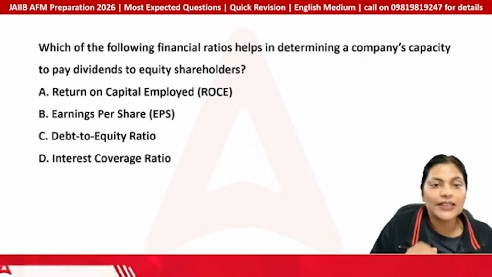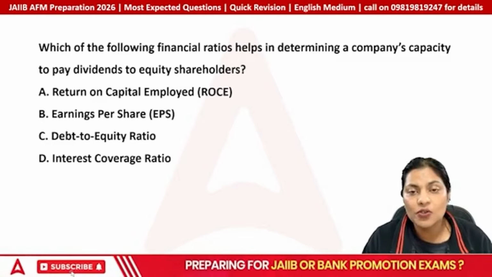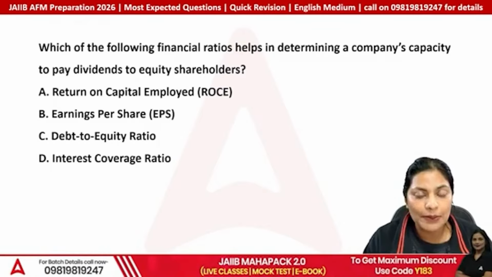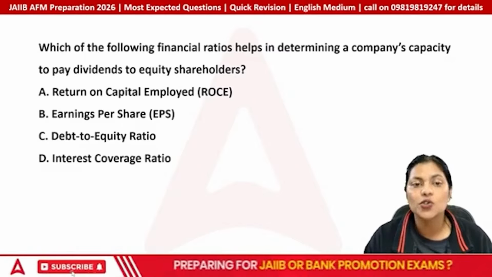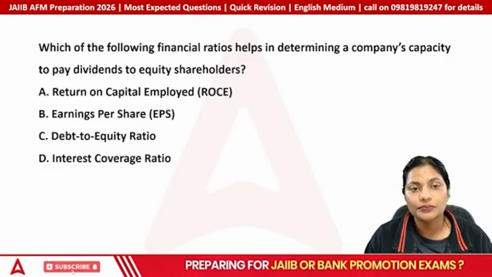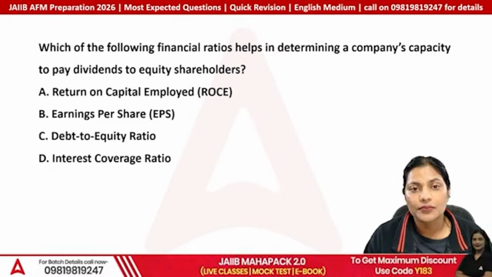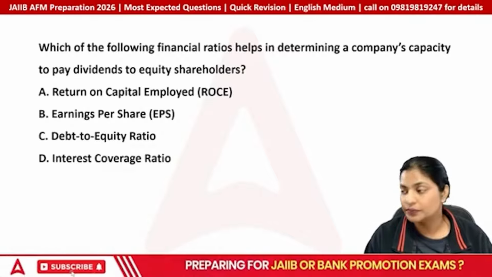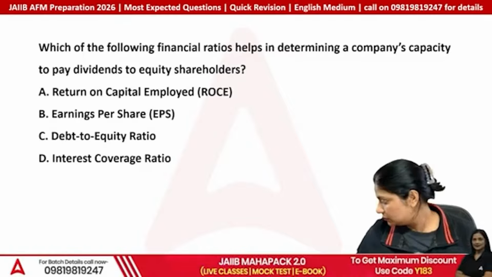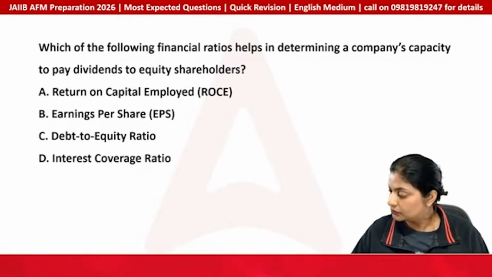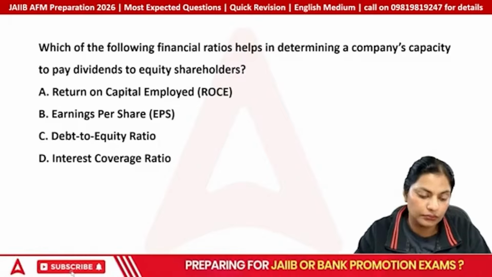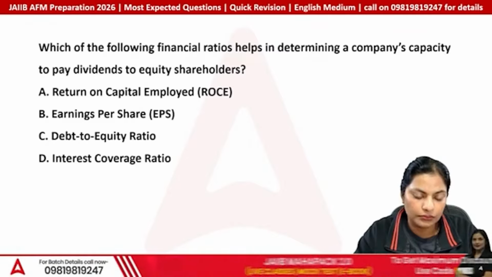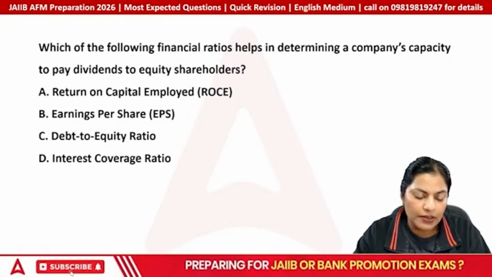Okay. So moving to the next one, which of the following financial ratios helps in determining a company's capacity to pay dividend to equity shareholders? Return on capital employed, earning per share, debt to equity ratio, or interest coverage ratio? Which ratio would help in determining a company's capacity to pay dividend? What would be the right answer?